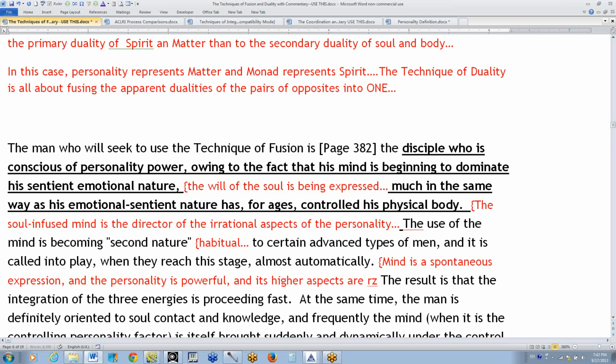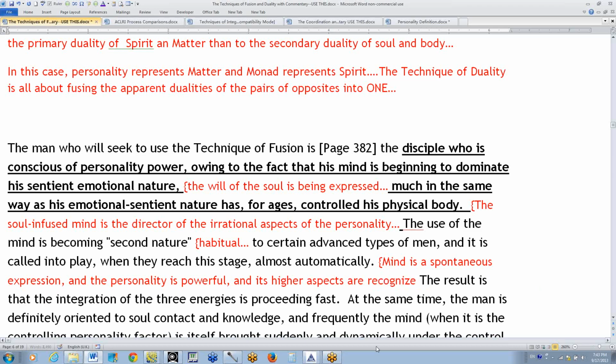Recognized. No. Okay, recognized. Yes, its higher aspects are recognized.